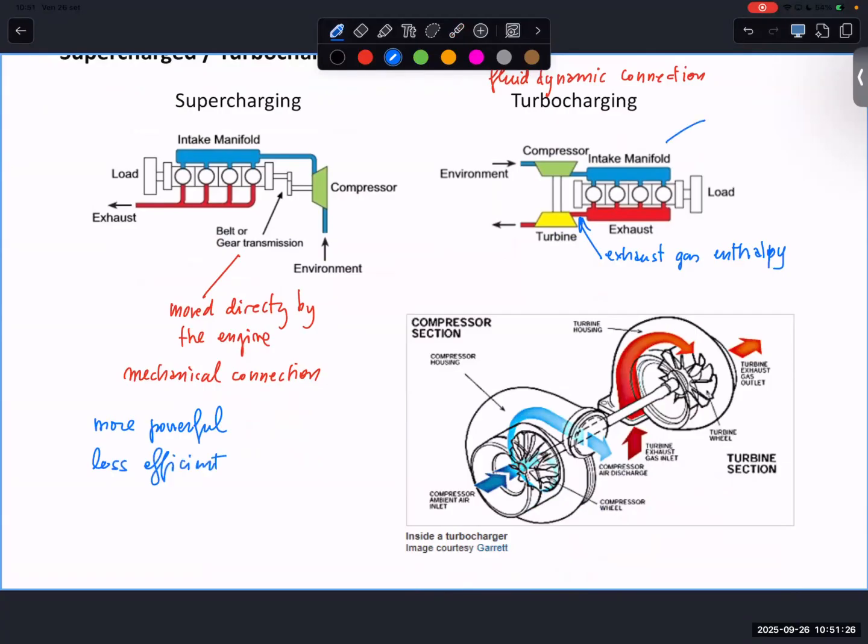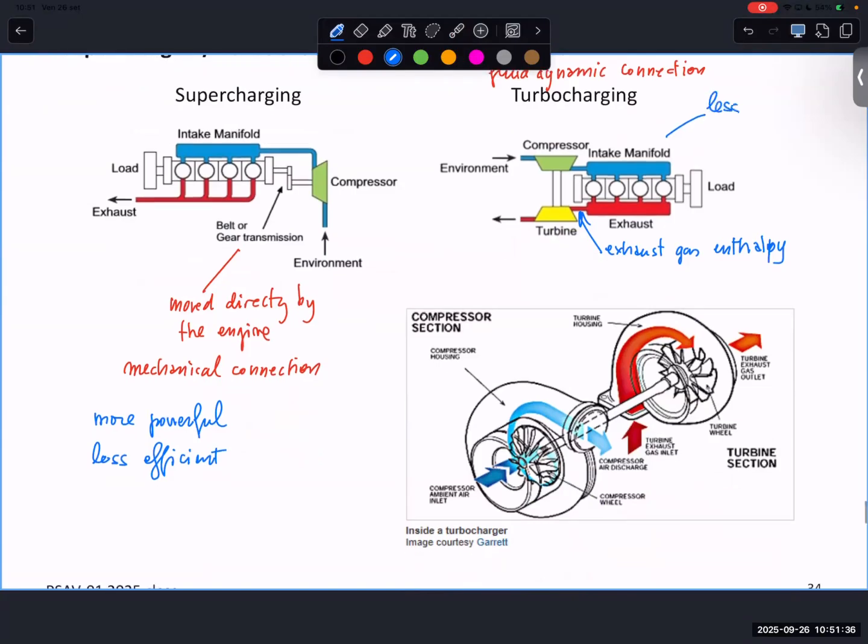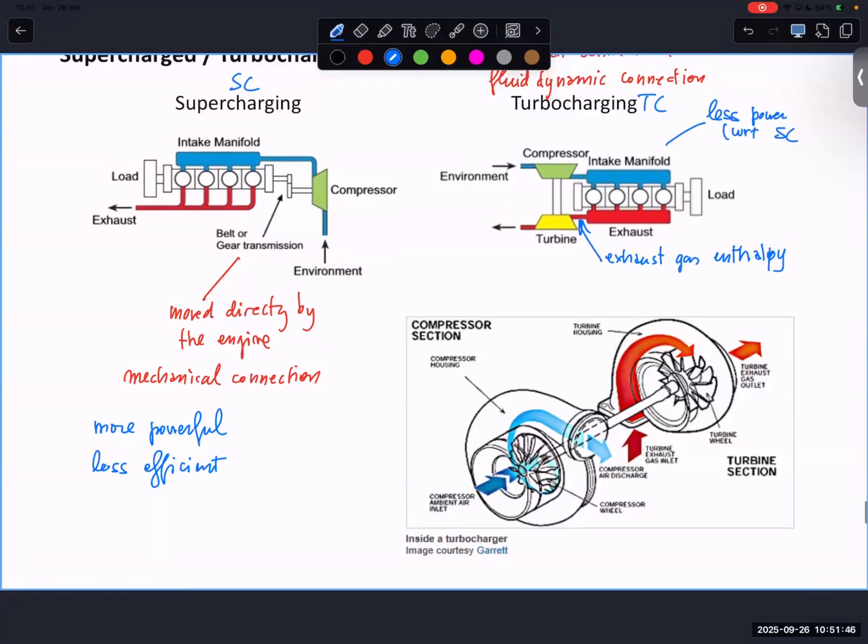This is, let me say, less powerful with respect to the supercharging, but of course, much more powerful with respect to the naturally aspirated. Much more efficient.